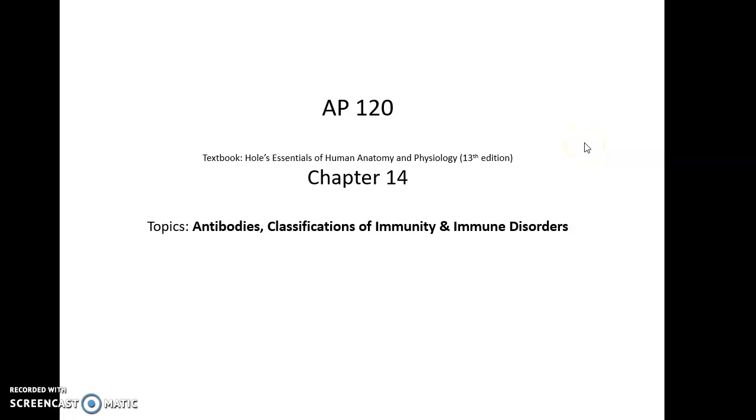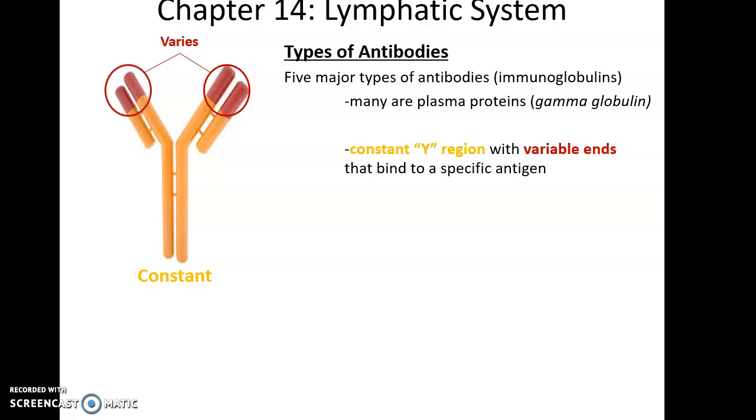AP 120, Chapter 14, Topics: Antibodies, Classifications of Immunity, and Immune Disorders. So, let's go into more detail about antibodies. To start with, there are 5 major types of antibodies.